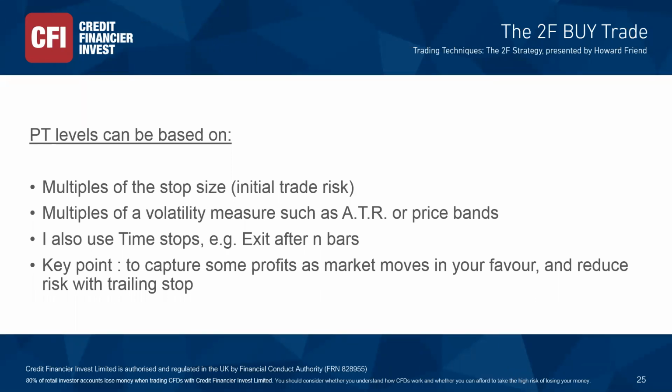Another way to do it would be to use a volatility measure such as the average true range, or the price bands, the highest high minus the lowest low for the last so many bars. A volatility measure keeps it more in sync with the market rather than a fixed points-based objective.